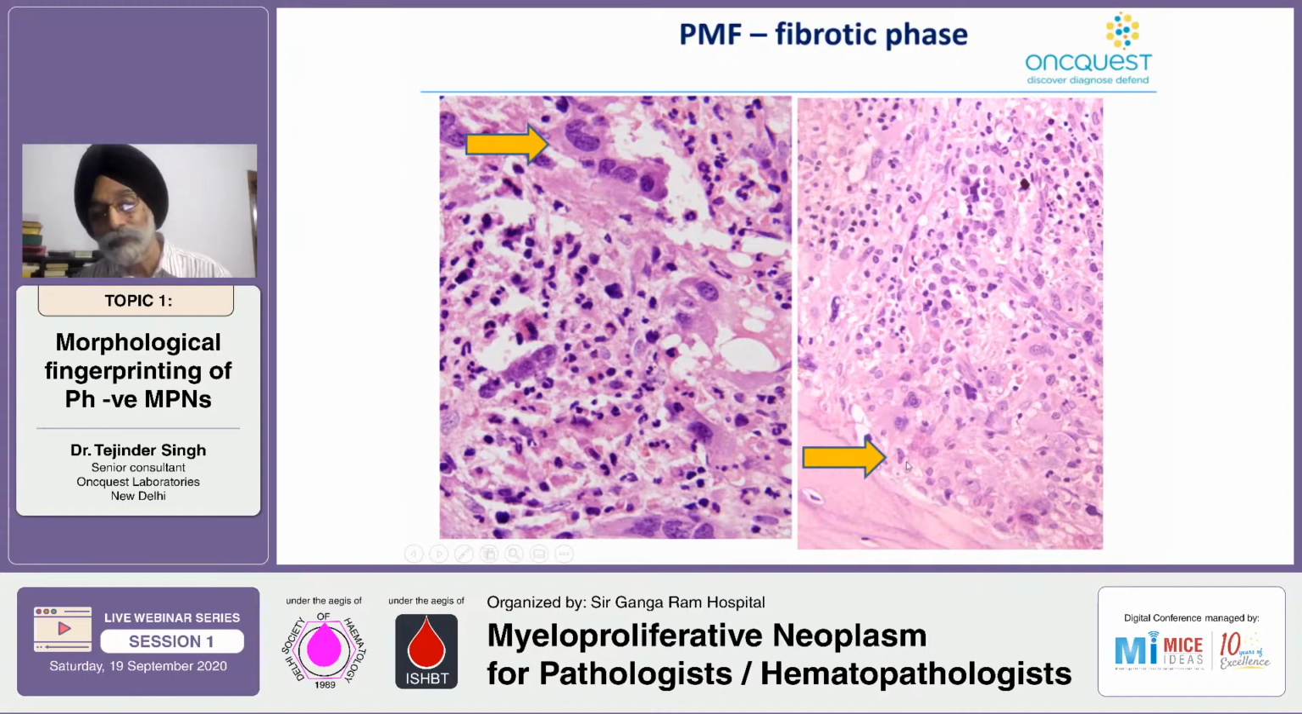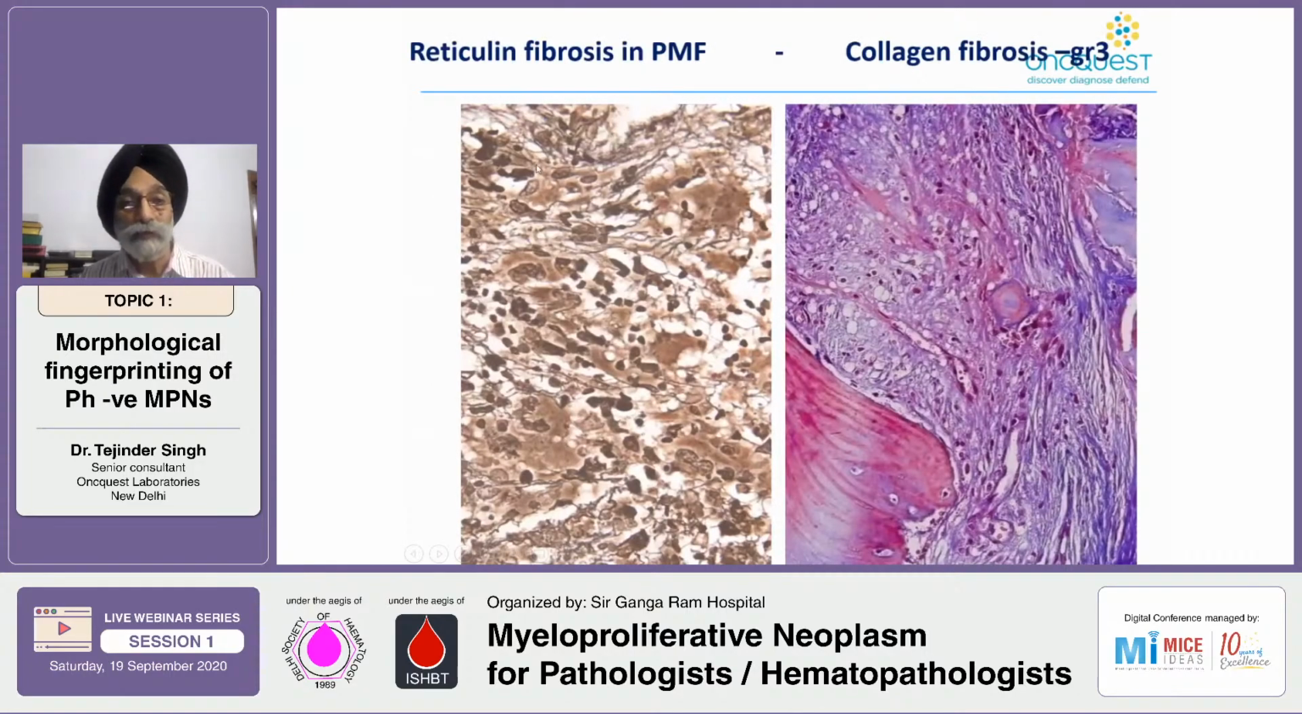The megakaryocytes are next to the trabecula. So they are shifting. Not only are they present in the paratrabecular area, but in the central parts of the marrow as well. So reticulin is increased. Collagenization occurs, what we now call grade 3 myelofibrosis.